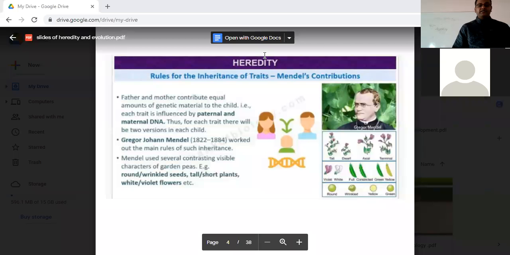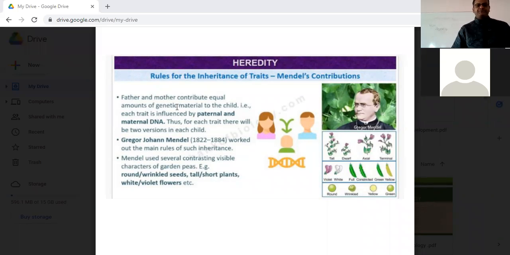When we are considering the seed color, definitely the yellow color was dominant and the green color was recessive. And when we were considering the seed shape, round was dominant and wrinkled was recessive. Very good. And now, students, we will be studying how these traits are inherited and what are the laws of inheritance. Actually, Mendel formulated 3 laws: law of dominance, law of segregation, and law of independent assortment.